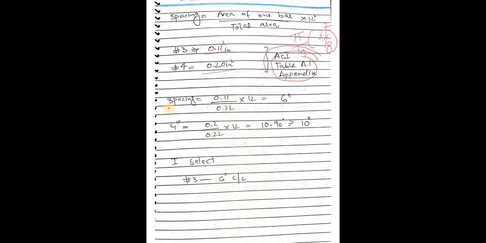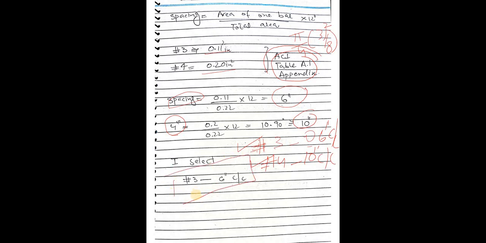Now we have to find the spacing. The formula is equal to the area of one bar divided by the total area, multiplied by 12 inches. So 0.11 divided by 0.22, multiplied by 12 inches. It means that if we use number 3 steel, we have to use number 3 bars at the rate of 6 inches center to center. If we use number 4 steel, the spacing is equal to 10 inches. It is your choice to use this spacing or that spacing. I use this spacing.